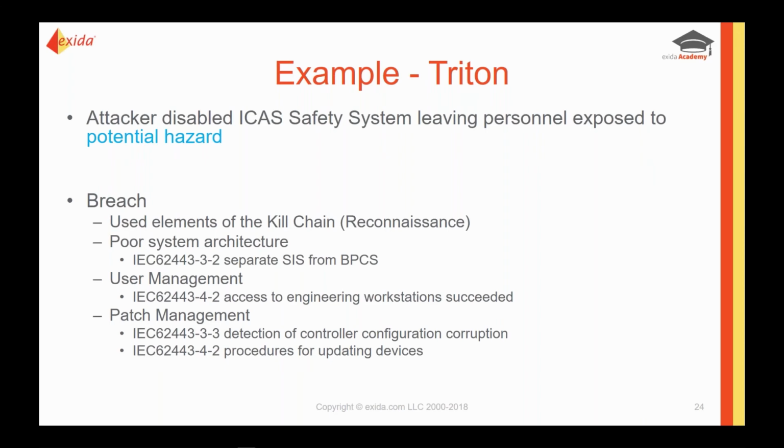This breach actually did use many of the parts of the kill chain process. There were problems in terms of their overall architecture. In this case, it was separation of their safety systems from their basic control systems. They were a little bit too tightly integrated, which allowed the hacker to move between the two of them.